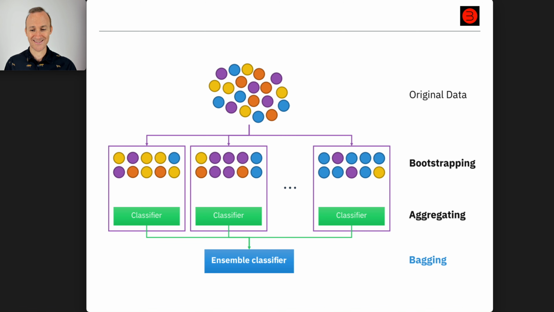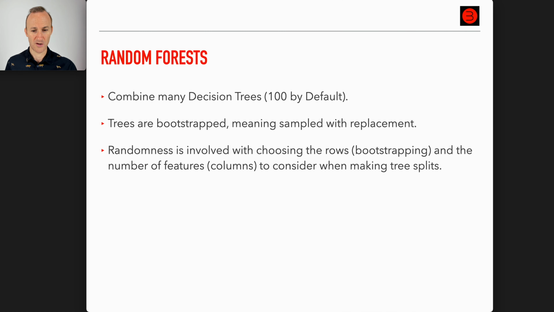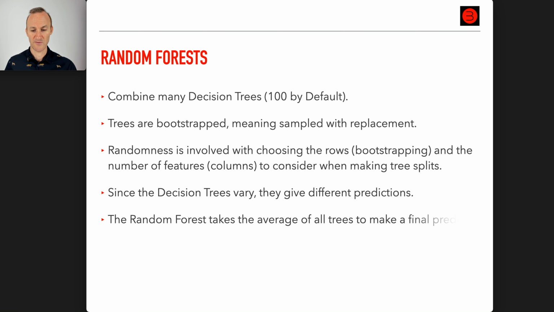The reason for this technique is so that the decision trees have diversity. If the decision trees were all the same, there would be no point in doing this because you would get the same result as one decision tree. Okay, randomness is involved with choosing the rows, bootstrapping, and the number of features columns to consider when making tree splits, so they don't actually use them all. Again, that allows for more variation and diversity. Since the decision trees vary, they give different predictions. The random forest takes the average of all trees to make a final prediction.